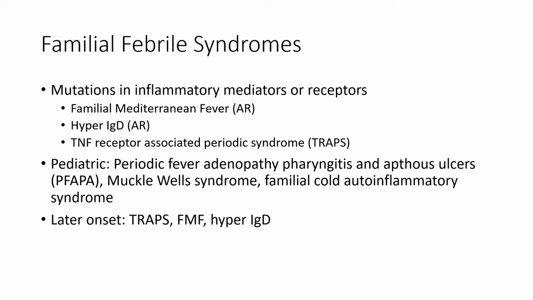Pediatric causes include periodic fever, adenopathy, pharyngitis, and aphthous ulcers, also known as PFAPA. Muckle-Wells syndrome, familial cold autoinflammatory syndrome, and later onset, you can sometimes see TRAPS, FMF, and hyper IgD.